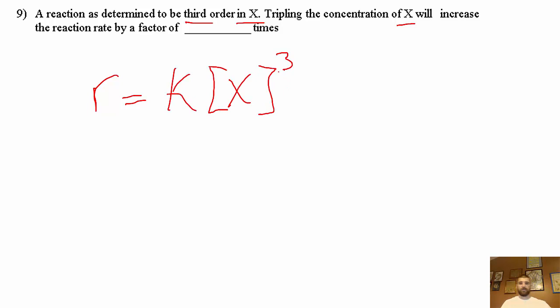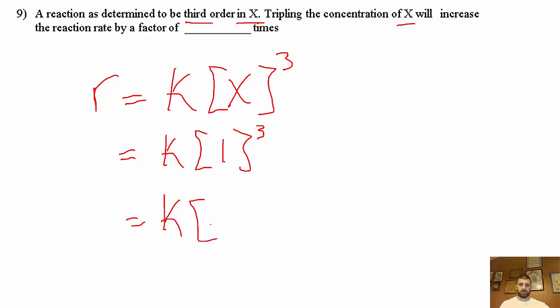All right, 9 says a reaction is determined to be third order in X. Tripling concentration of X will increase reaction rate by a factor of blank. So again, this is just like the last one, but different. So we have the concentration of X, and it is cubed, third order. So it's saying, well, what if we had 1 cubed versus 3 cubed? Well, what's going to happen to the reaction rate? Well, this 1 cubed is still 1, but 3 cubed is 3 times 3 times 3, which is 27. So how much are we going to increase the reaction rate by? By a factor of 27 times.